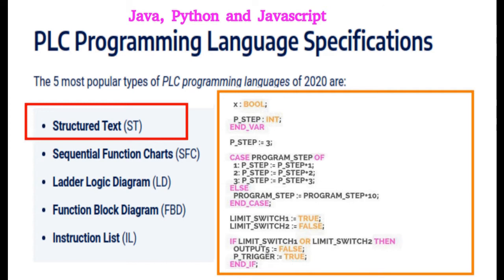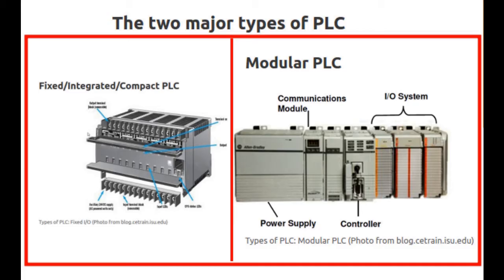Therefore, we will see more structured text programming controllers written in the future. There are two major types of PLCs: the compact or fixed type, where the CPU, the input, the output, and the power supply are all inclusive. The limitations of these ones are that they have a set amount of inputs and outputs.